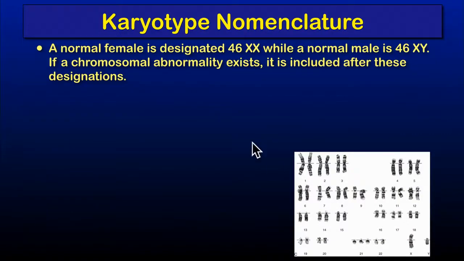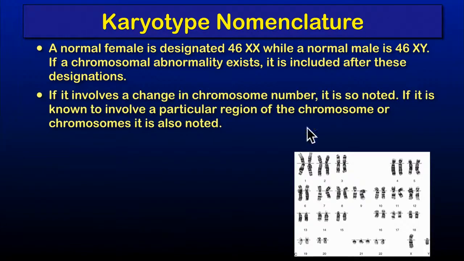So nomenclature. Got 1 minute left. I'll do this slide and then we'll wrap it up. Normal female is 46, usually comma, although I didn't add it, 46XX. Normal male, 46XY. If there is an abnormality in the chromosomes, it's usually after that designation. So we always start with the number of chromosomes that are present, then the constitution of the sex chromosomes. If it is a change in chromosome number, we note that. If it involves a particular region of a chromosome, it's noted as well.